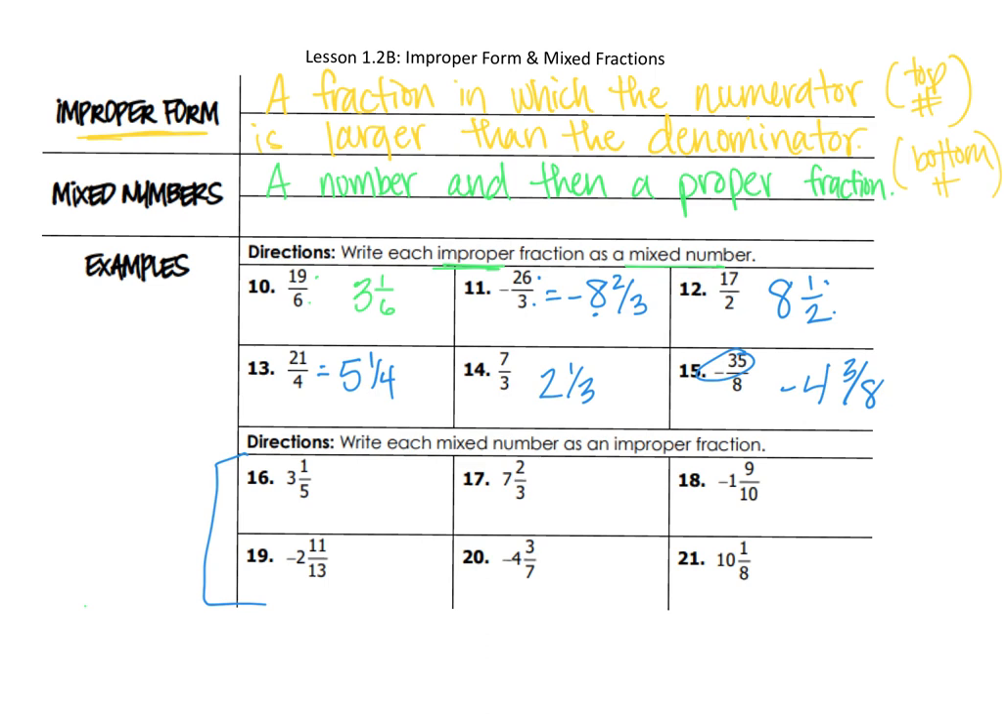Okay, on numbers 16 through 21, we are being given a mixed number to start with, where we have a regular number and then a proper fraction. And we want to put it in improper form. We want to make that big number out front go away and then have a big number on the top part of the fraction and a small number on the bottom part.